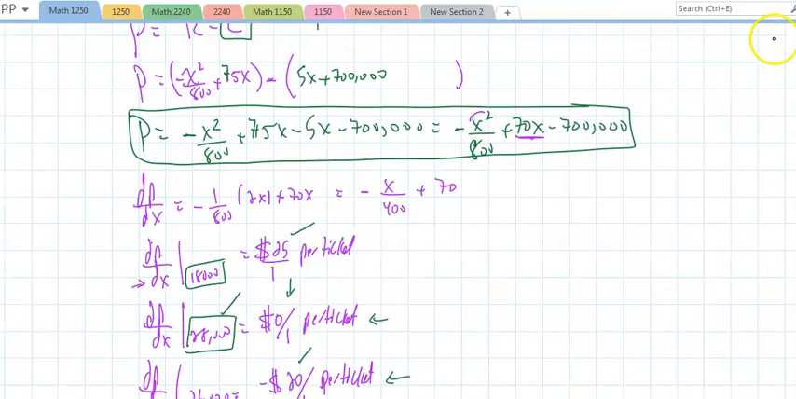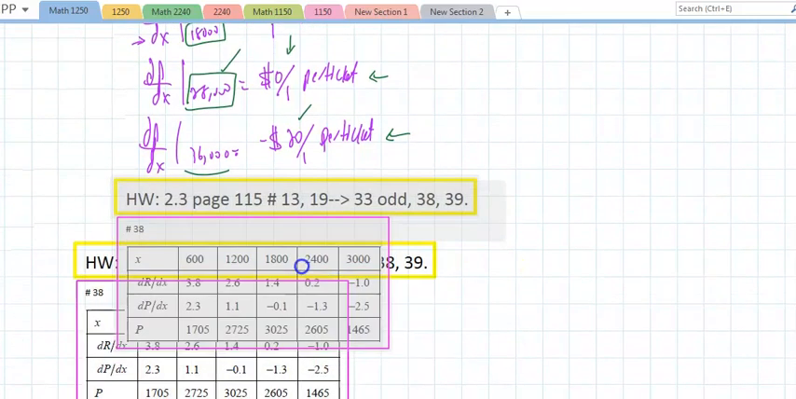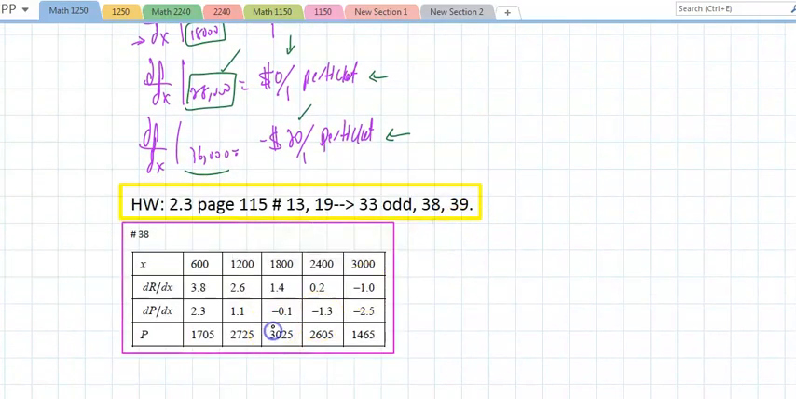And we'll elaborate on that a lot more in the problems to come. I gave you an even problem, and the answer to the even problem is right there, number 38.